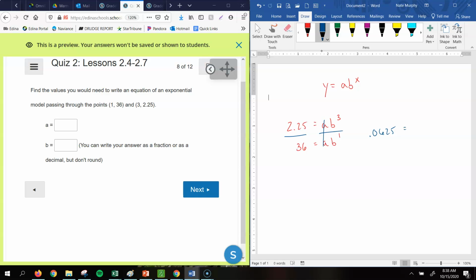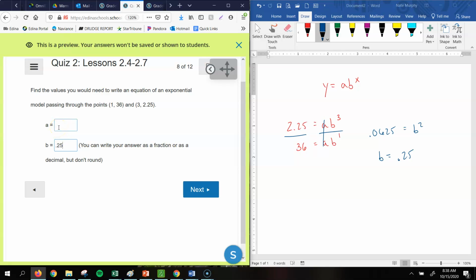And b cubed divided by b to the first would be b squared. So remember, to solve for b, we take the square root of each side. If I take the square root of 0.625, we get our value for b is 0.25. We can write your answer as a fraction or as a decimal, but don't round. So we'll just say 0.25. Or you could have put 1/4, or you could have put 0.25. Any of those would have worked.